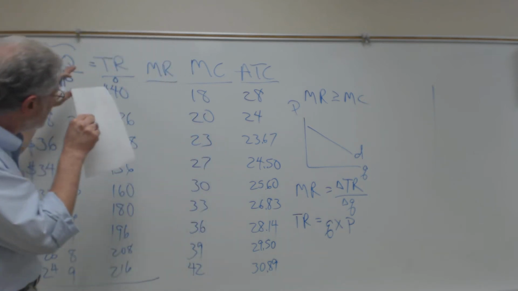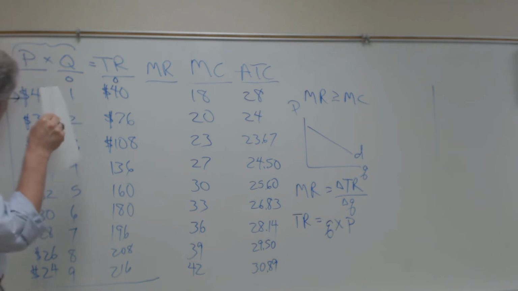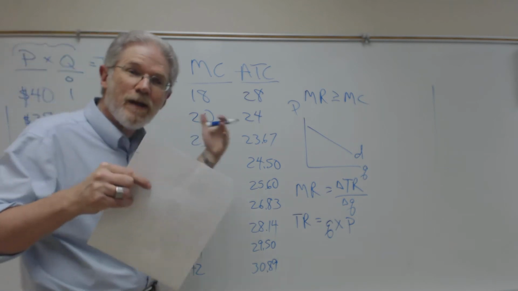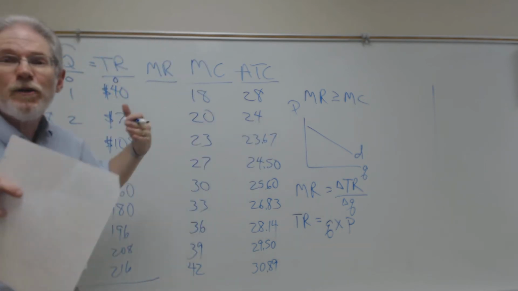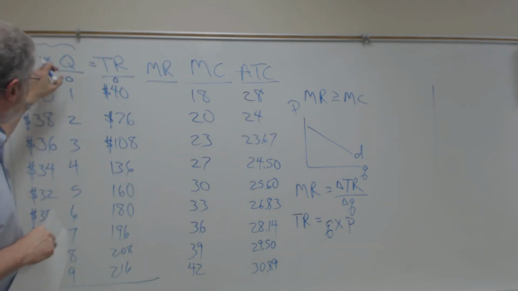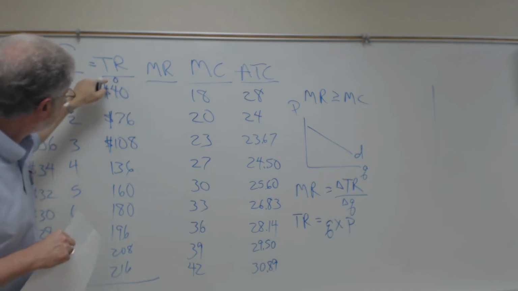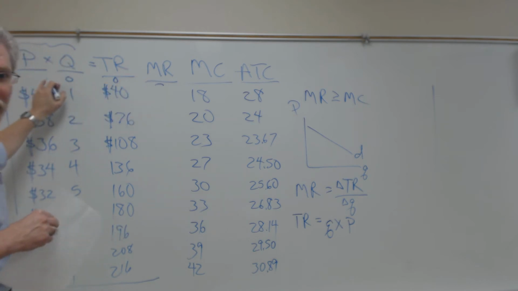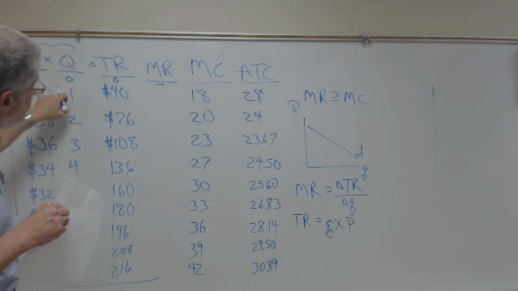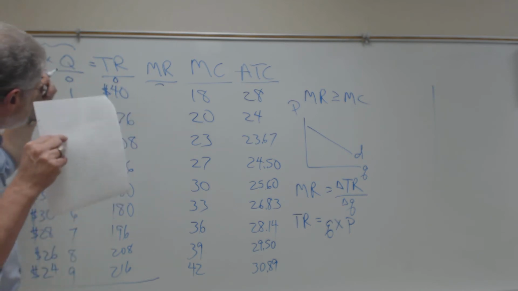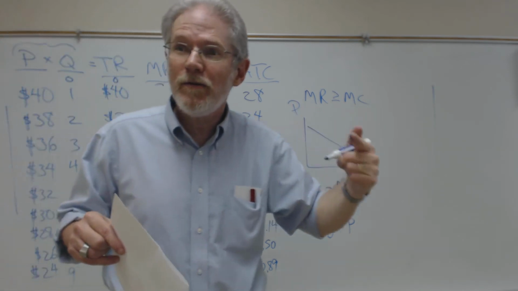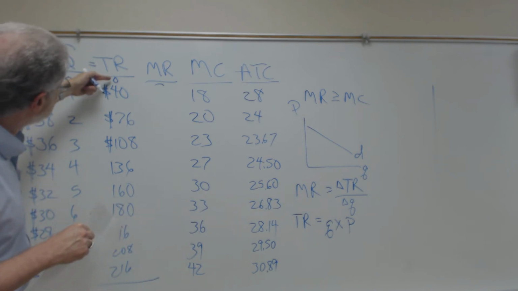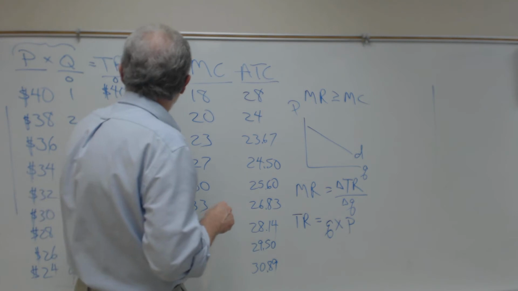You always want to look and notice, does the data start with a quantity of 0 or a quantity of 1? Because it could be either one. Okay? Quantity of 0, total revenue would be 0. There really is no marginal revenue if you're not producing anything. The marginal revenue for the first unit is the change in revenue that occurs when you sell that first unit. When you sell the first unit, total revenue goes from 0 to 40, so marginal revenue is 40.